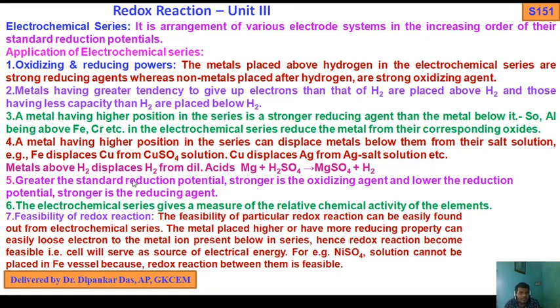Metals above H2 displace H2 from dilute acids. Magnesium plus H2SO4 gives magnesium sulfate plus hydrogen. The greater the standard reduction potential, the stronger is the oxidizing agent, and the lower the reduction potential, the stronger is the reducing agent.